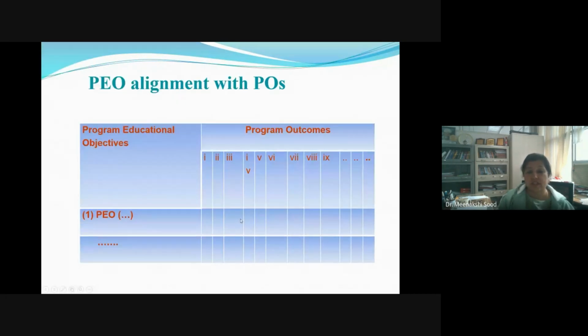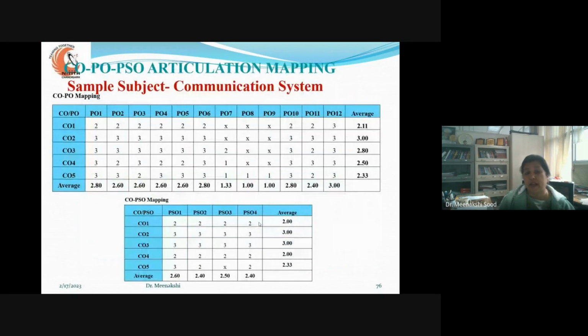Okay, so these two articulation mapping matrices have to be maintained by the department, PEOs with POs and missions with PEOs. And this has to be maintained by every faculty member for every subject, whether it is a theory subject, a practical, a seminar, a presentation or industrial training, whatsoever it may be. Okay, any questions up till now?